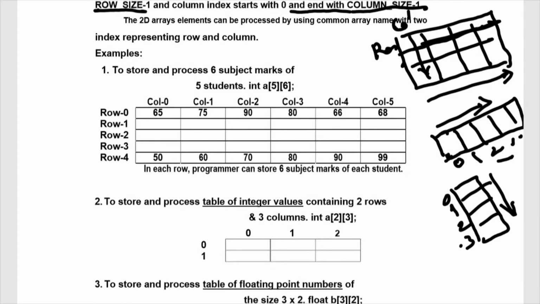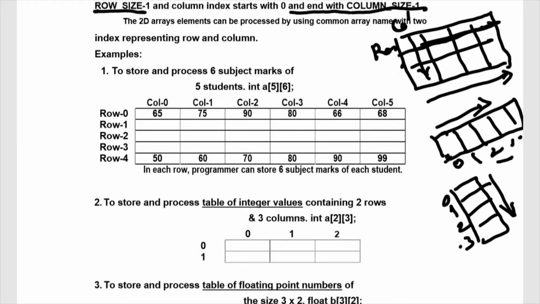So let's see here. To store and process 6 subject marks of 5 students, how do I declare a two-dimensional array? I declare it as A of 5, 6. It means it is an array which has 5 rows and 6 columns, and the data type is int.